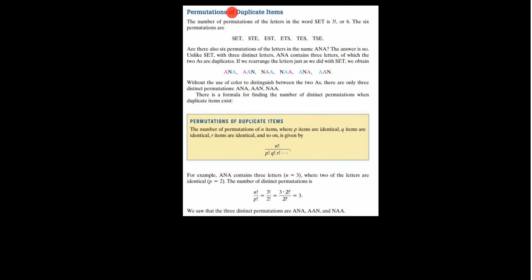Okay, so looking at the word set. There are 6 possible permutations for set. It's written S-E-T. There are 3 letters, and so you just do 3 factorial, which is 3 times 2 times 1, which is 6. So there are 6 possible ways to write set. All right, well, now let's look at A and A. How many possible ways are there to write A and A? Well, as you can tell, we have a duplicate letter, A. So there's not going to be 6 distinct ways to rewrite A and A because we have a repeating letter.